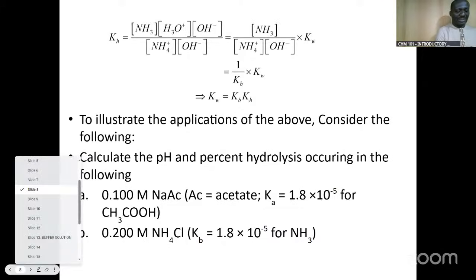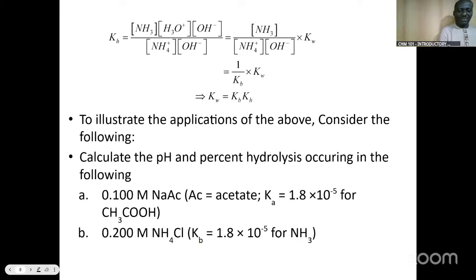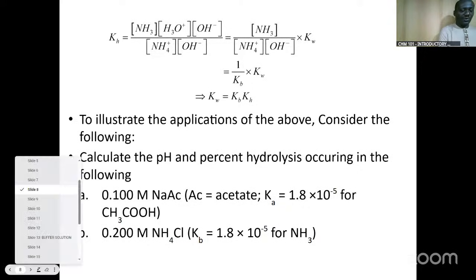So I'll go to the next slide. What are we given? 0.1 molar sodium acetate, and 1.8 for the acid dissociation constant. Let's go through that together. So we have sodium acetate, which I will represent as NaAc.